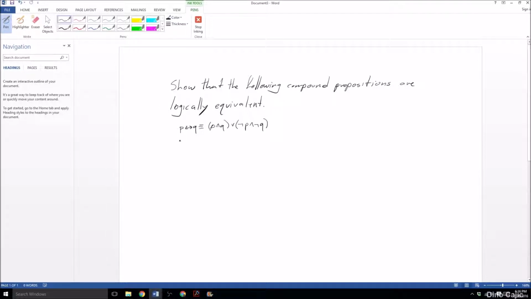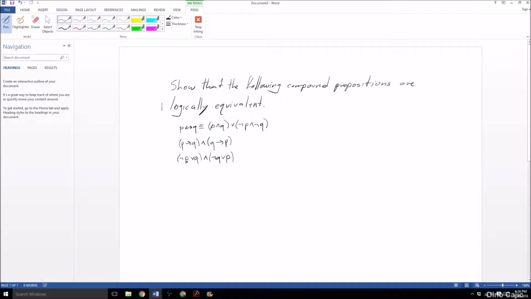Well, what is P if and only if Q? That states that P implies Q and Q implies P. The following step, like I said, we want to get rid of these nasty implication symbols. So let's go ahead and write (not P or Q) and (not Q or P).